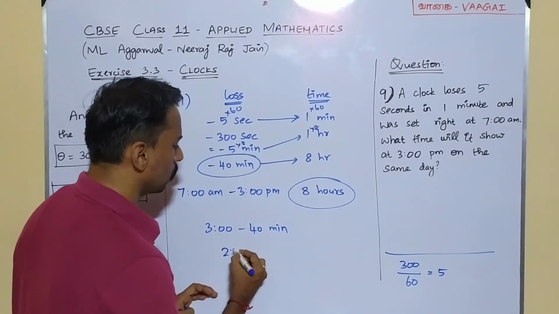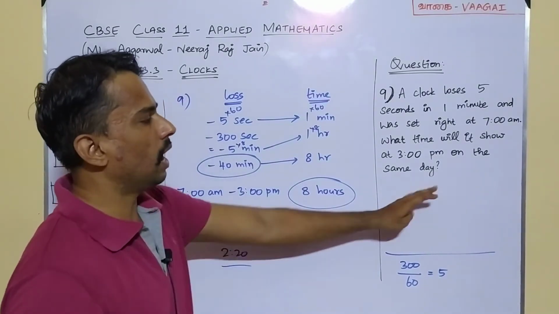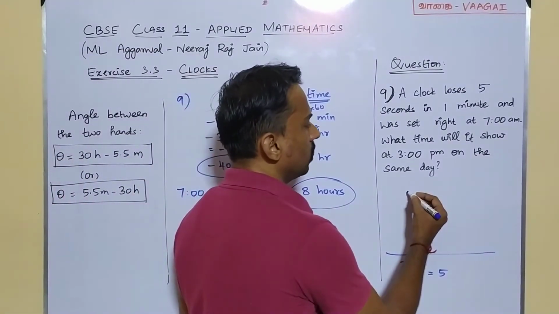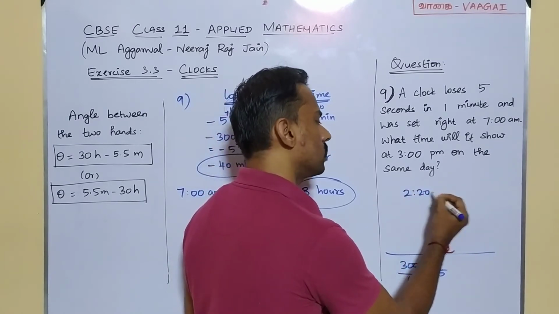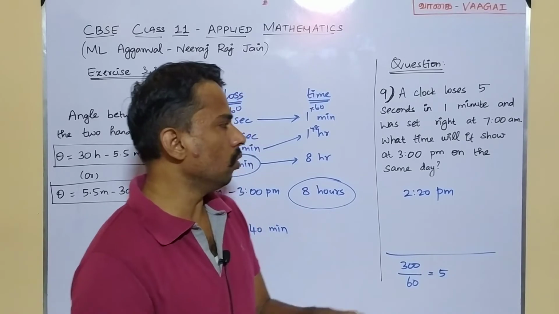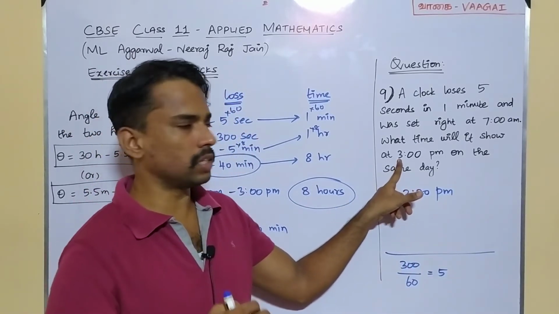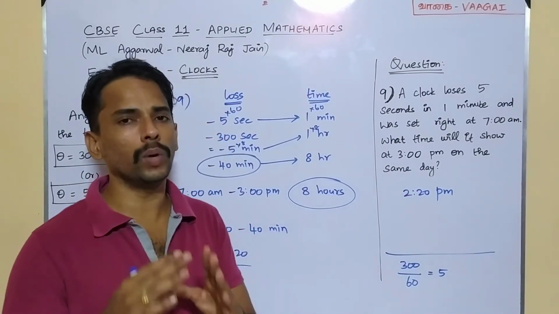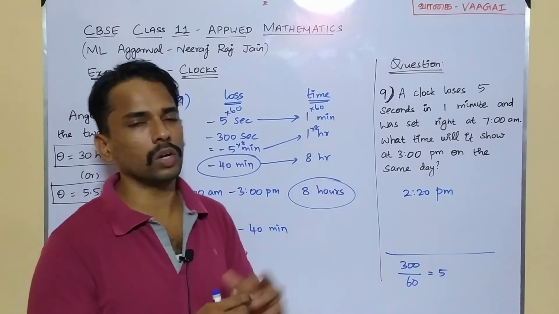So 2:20 is going to be the answer, and here I will write the answer. It is going to be 2:20, and it is the same p.m. only, because after 12 itself it is going to be p.m. So if the correct time is 3 p.m., then this clock will show 2:20 p.m., and that's the answer to our question number 9.